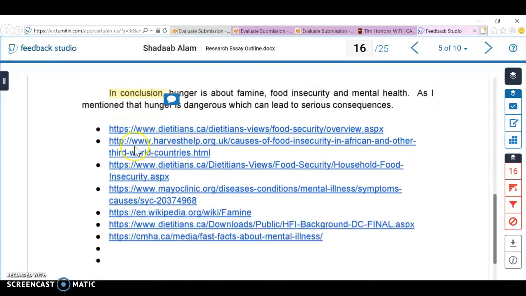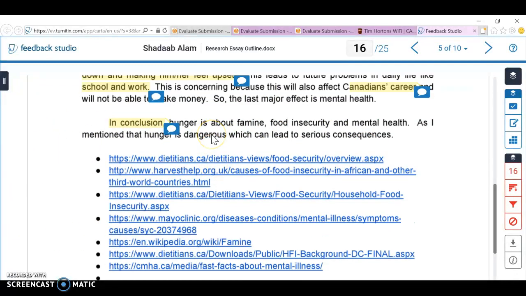And this isn't part of the final mark for this outline, but I want you to make sure that you put all of these sources in a reference list, because that will be a part of your mark on the final essay draft. Other than that, Josh, this is a good job done so far, and I look forward to seeing the final product.